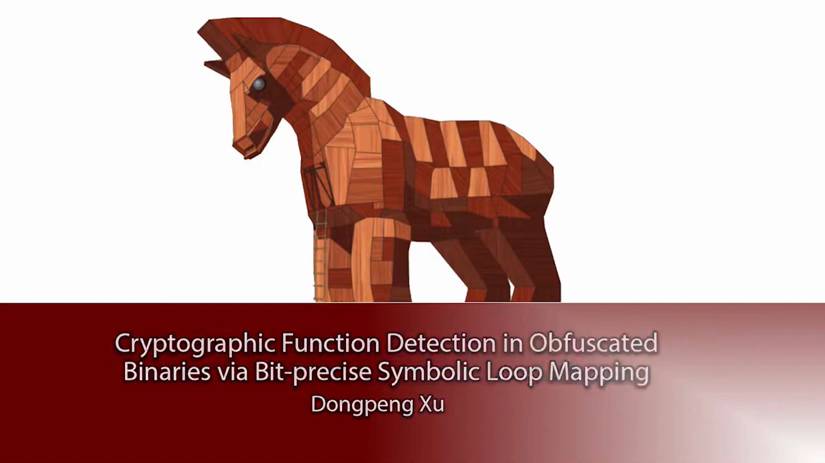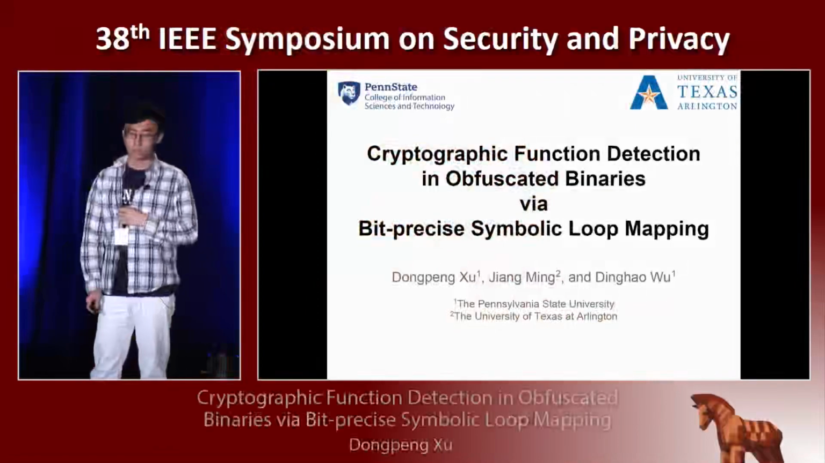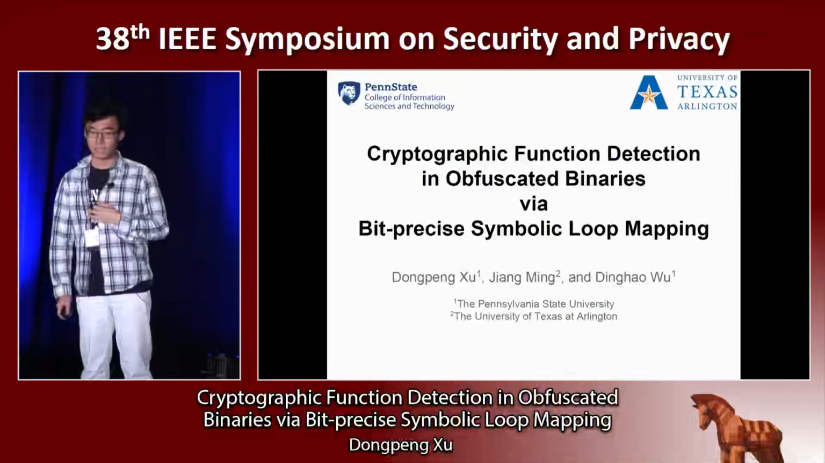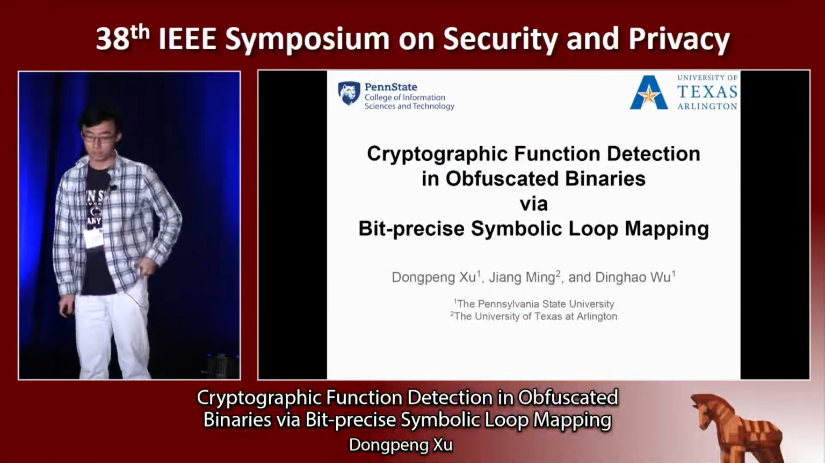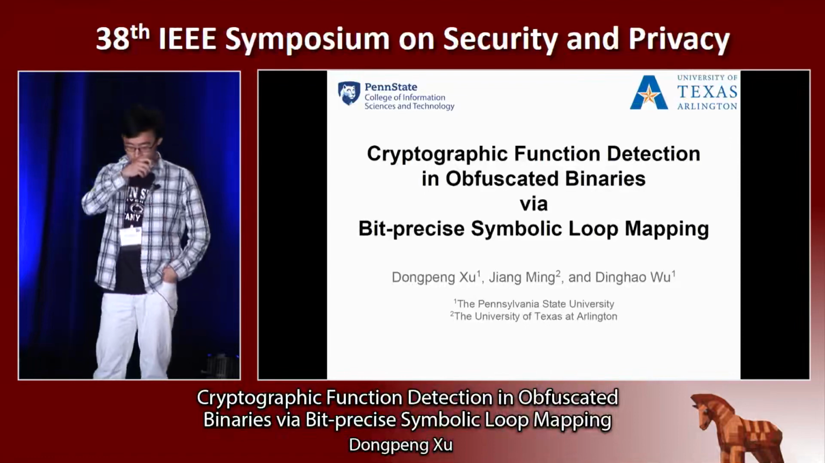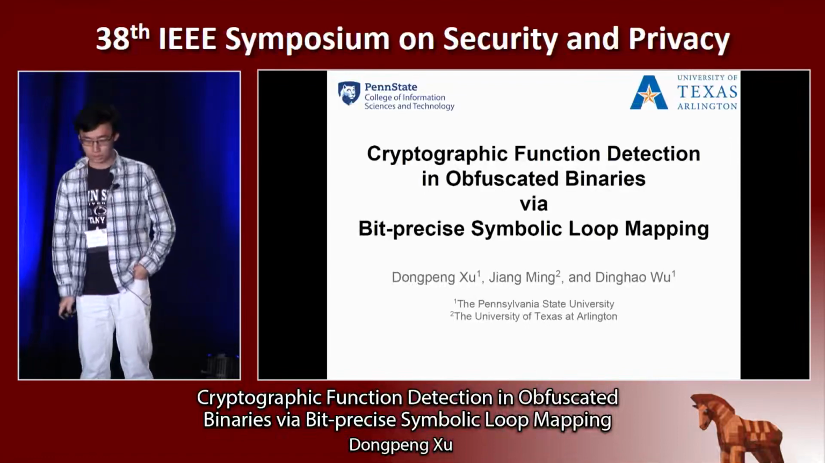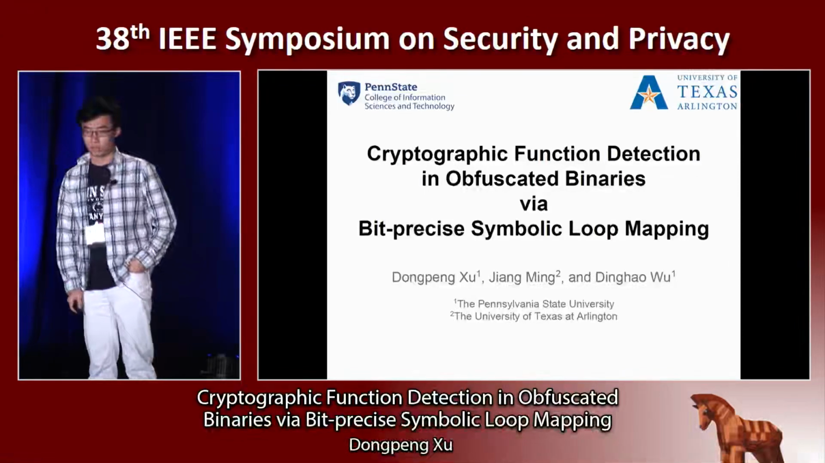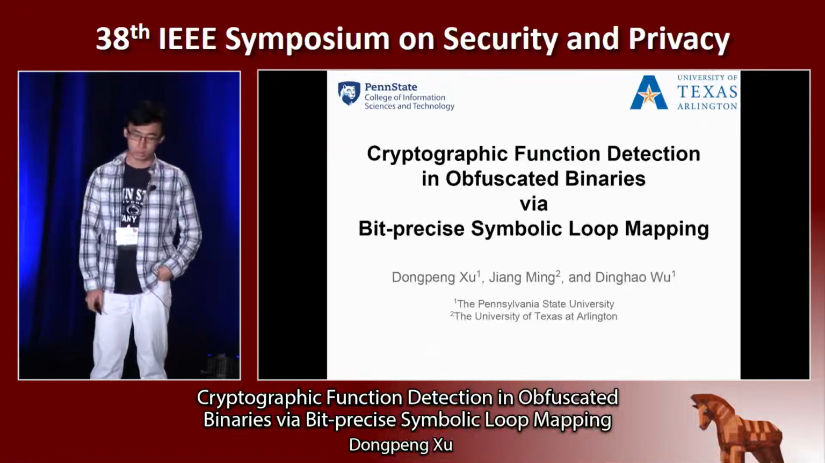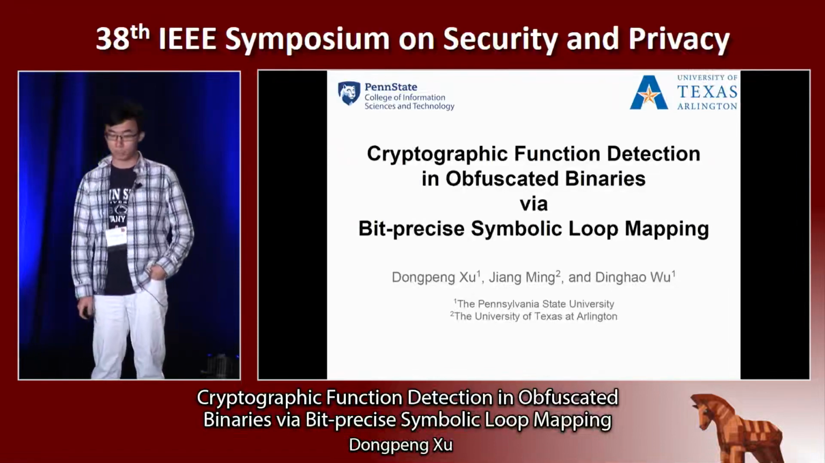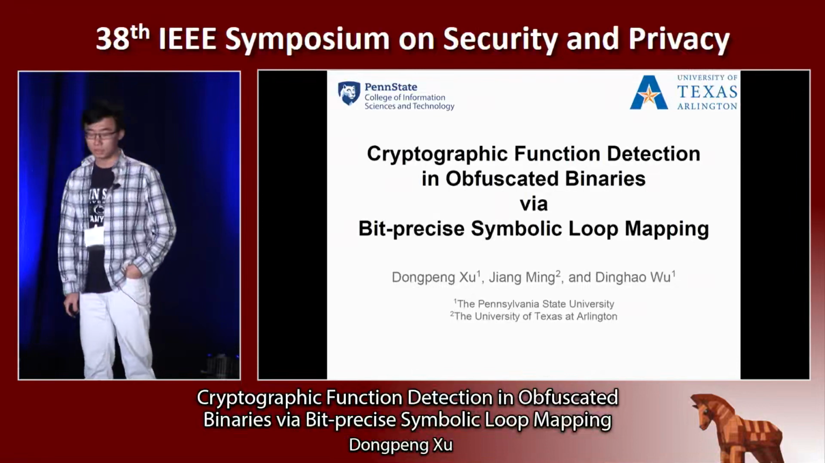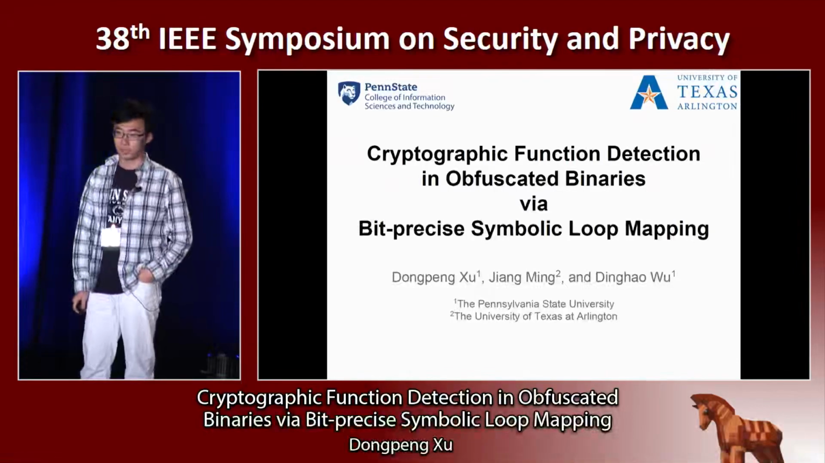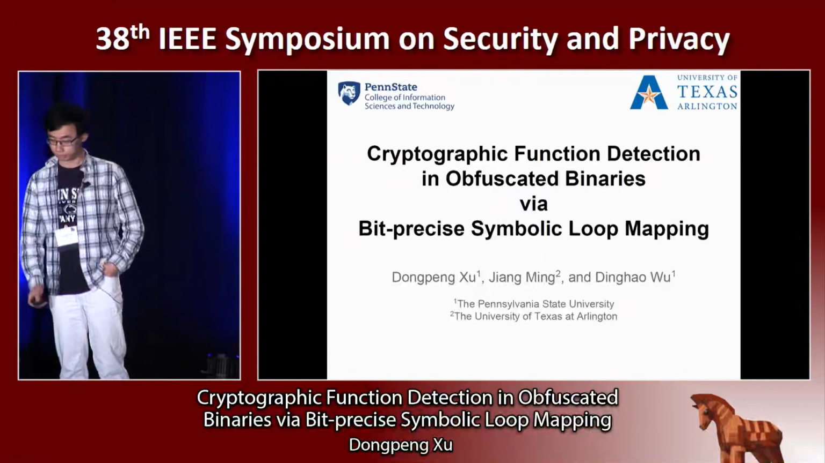Today I'm very glad to be here to present our recent work about a crypto function detection tool in obfuscated binaries. This technique can be used for malware analysis and malware detection. The technique is called bit-precise symbolic loop mapping. This is a joint work of Penn State and UT Arlington.